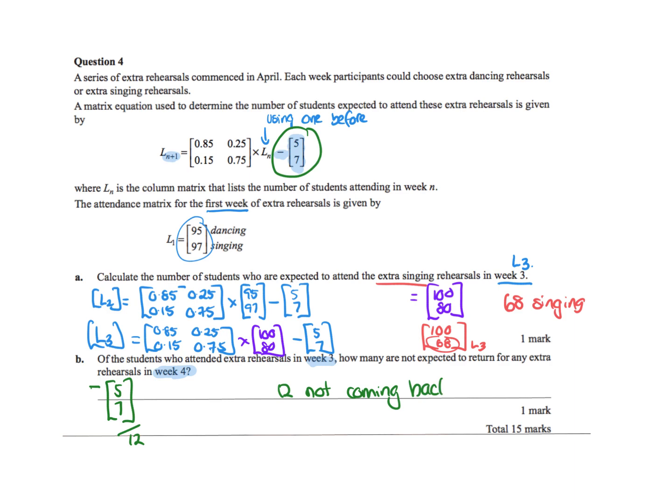Okay, so it was just simply that extra bit. You could simply do it like that. You could have done it by finding the total of L3 and the total of L4, and you would have noticed the difference was 12. You get the same answer.